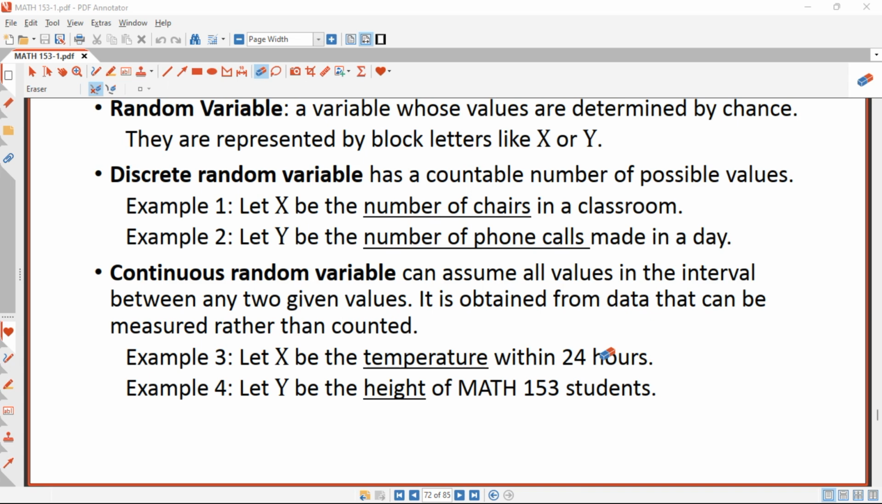When you go to the hospital, they measure your temperature. And let Y be the height of math 153 students. You can't count height; what we do is measure. Now, since you have been able to get the concept of the random variable, discrete random variable, and continuous random variable, let's dive into the discrete probability distribution.